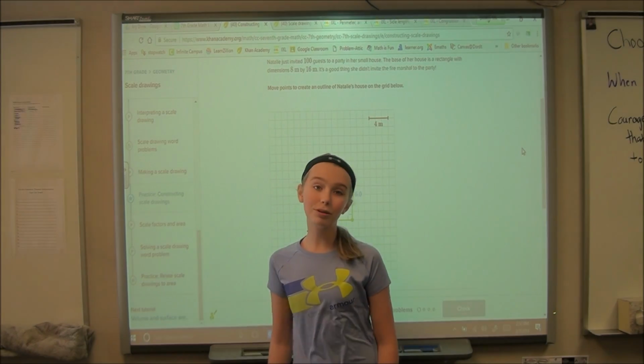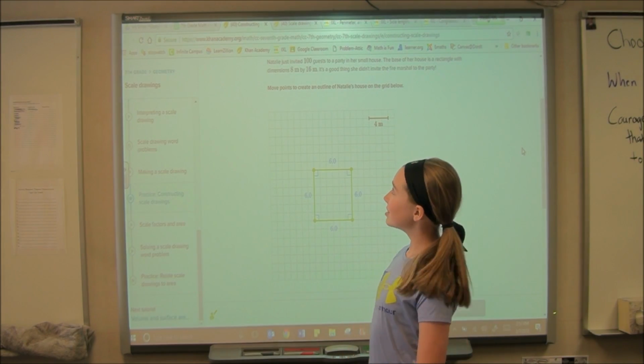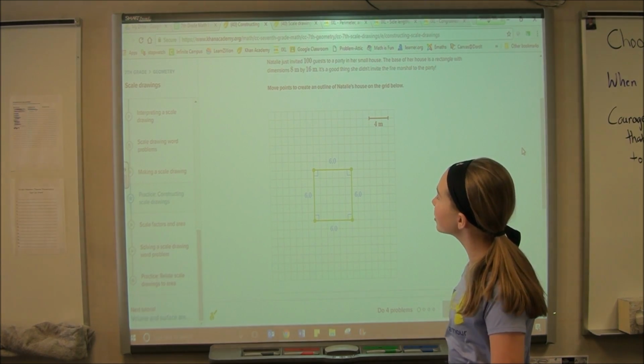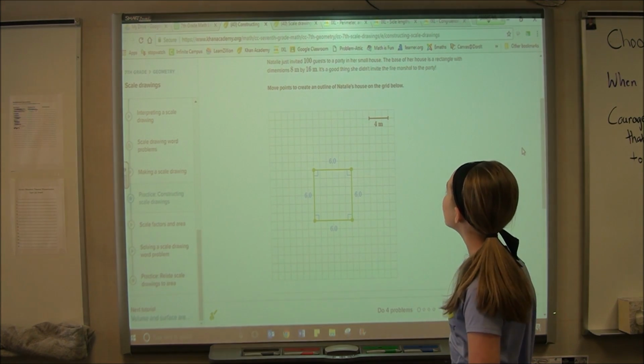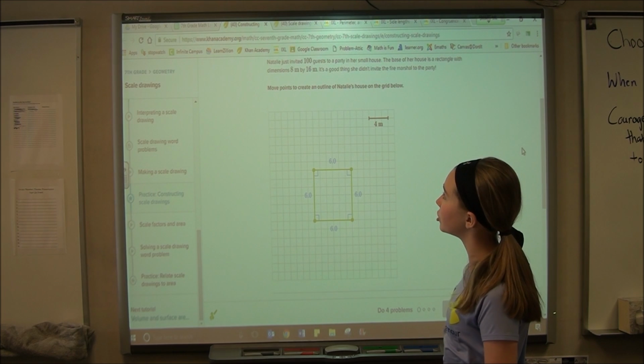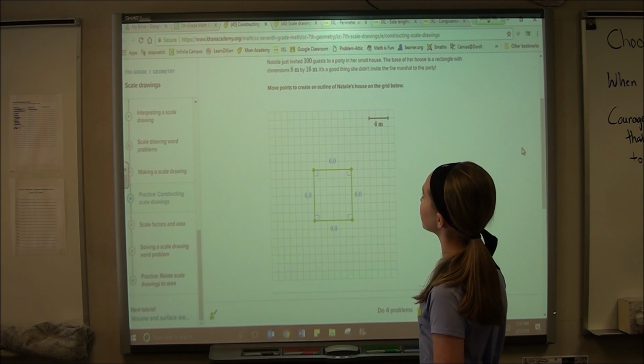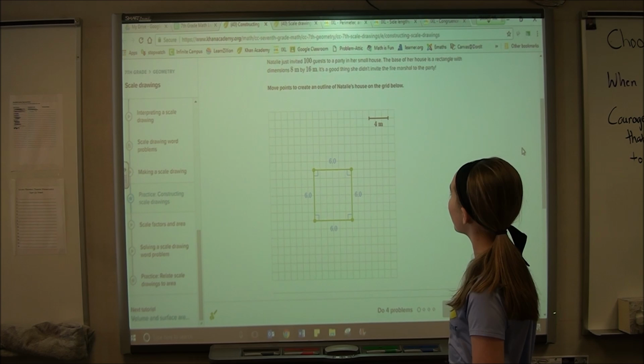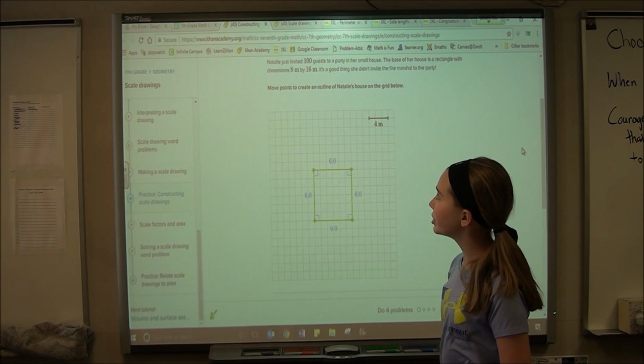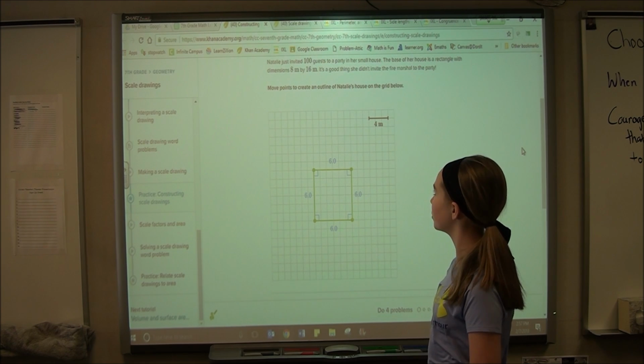For this last thing, we're doing constructing scale drawings. And it says, Natalie just invited 100 guests to a party in her small house. The base of her house is a rectangle with dimensions 8 meters by 16 meters. It is a good thing she didn't invite the fire marshal to the party. Move points to create an outline of Natalie's house on the grid below.